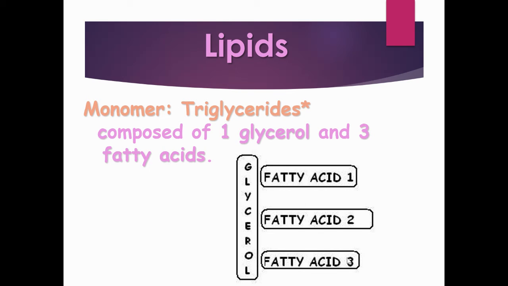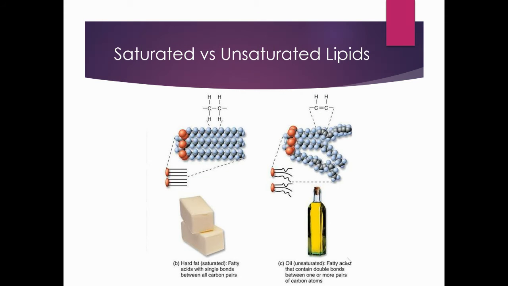So, the monomer of lipids is called a triglyceride. It is made of one glycerol and three fatty acids. Now, the difference between saturated and unsaturated fatty acids: saturated fatty acids are hard at room temperature, like butter. Unsaturated fatty acids are liquids at room temperature, like oil.